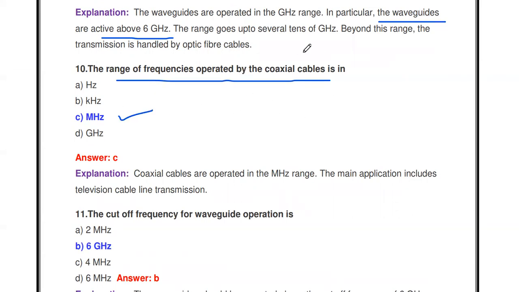So coaxial cable transmits signals in the frequency range of megahertz. Usually coaxial cables are used in television cable line transmission. So it is used to carry signals in the megahertz frequency range.